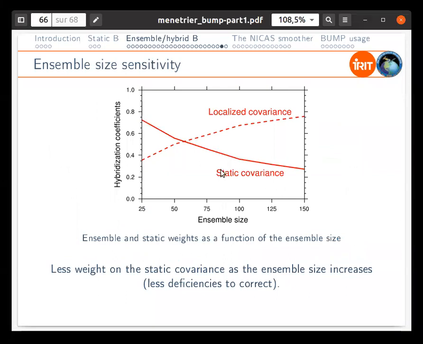Finally, this is the static covariance weight and the localized covariance weight, so the hybrid weights, depending on the ensemble size. The x-axis is the ensemble size, and the more members we have, the more weight we can put on the localized ensemble covariance, and the less weight we put on the static covariance, because we don't really need it if we have a big ensemble.